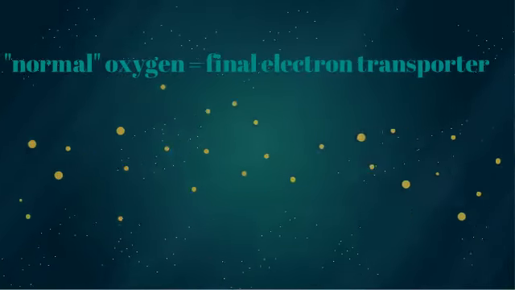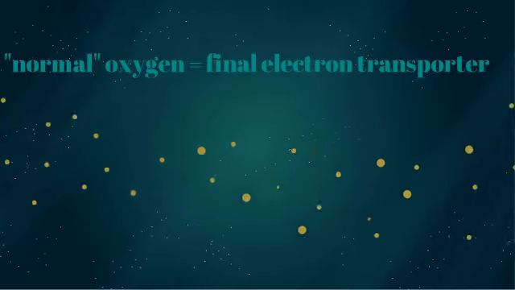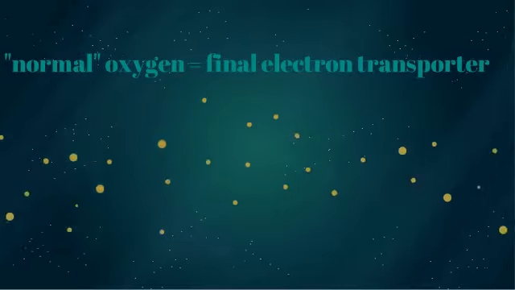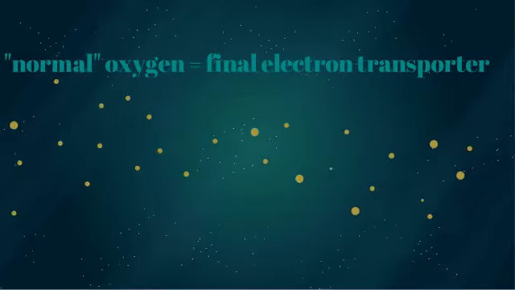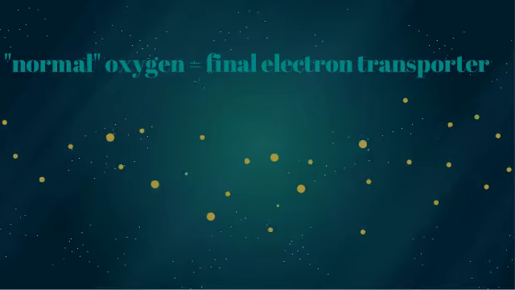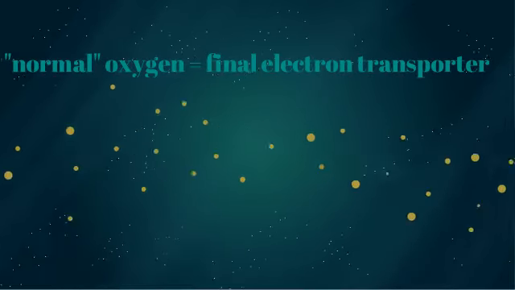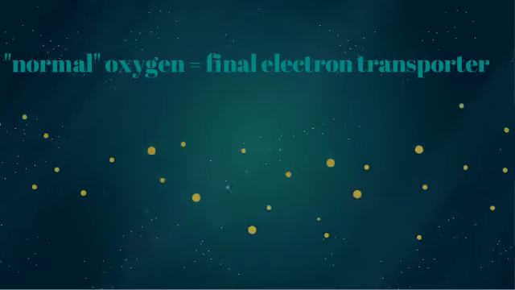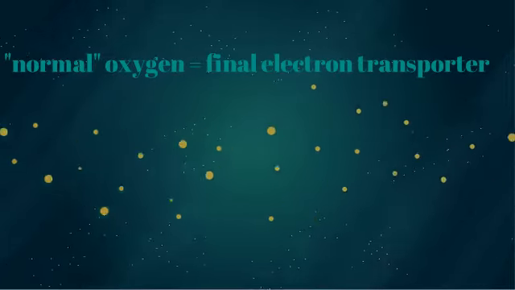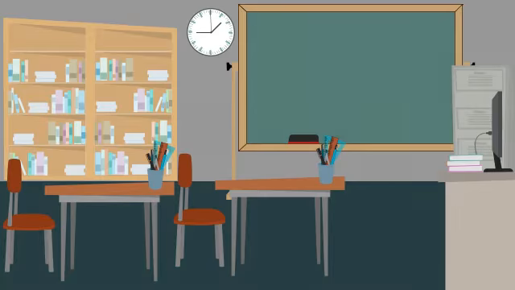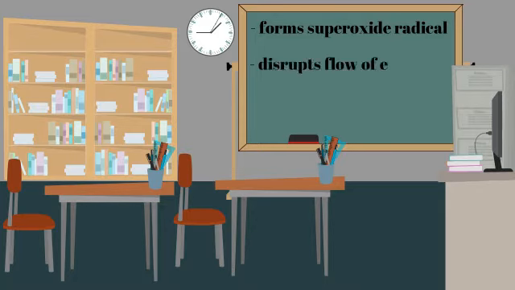Normally, in these reactions, oxygen acts as the last electron transporter. It usually serves as an acceptor, as when the electrons are done moving across the membrane, it can attach to the oxygen, creating water. However, it can occasionally find its way into earlier steps in the chain, and, as the most electronegative atom, can take electrons out. This not only forms the toxic superoxide, but it also disrupts the flow of electrons in that reaction pathway.